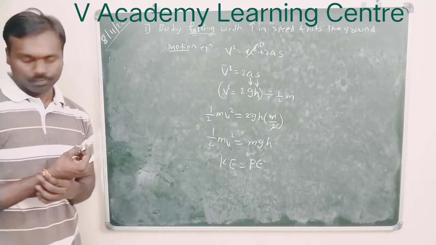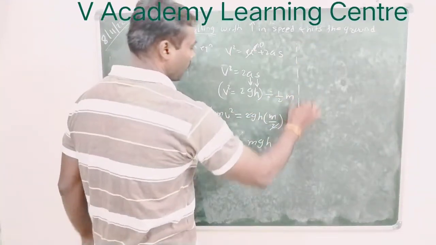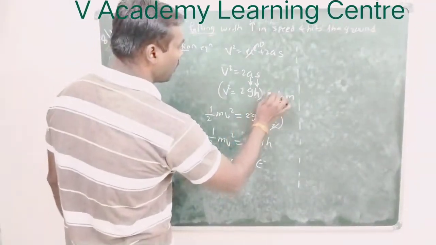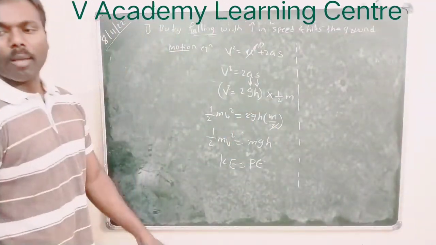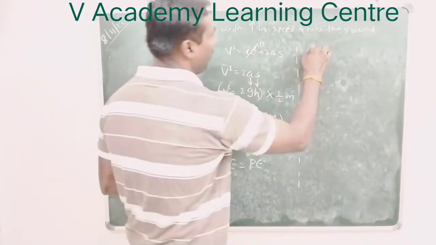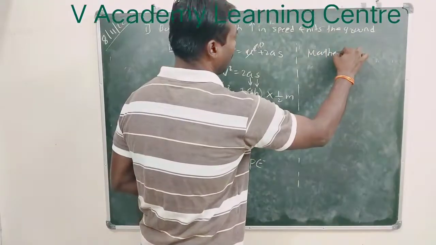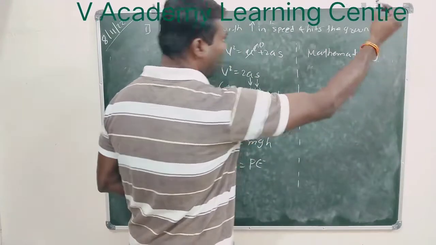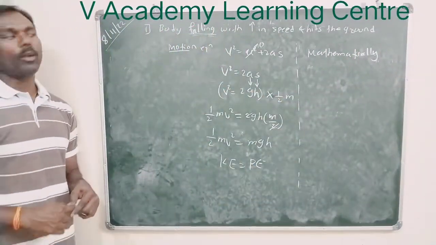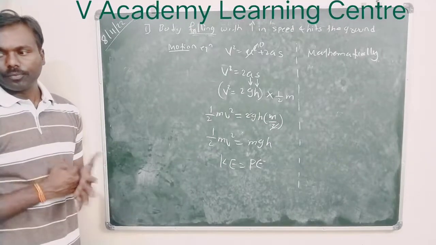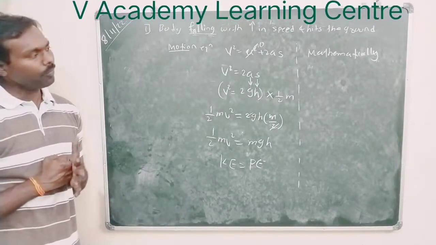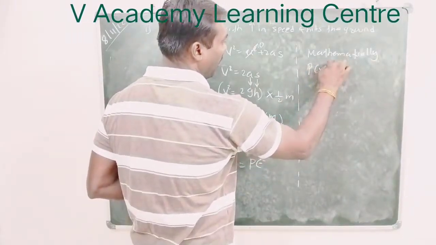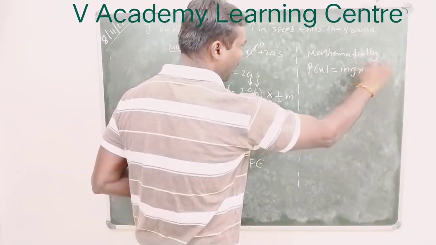We will discuss mathematically first, and then we will take an example. How can I take it mathematically? Tell me. So potential energy, if moving along x, I'll take it as mgx.